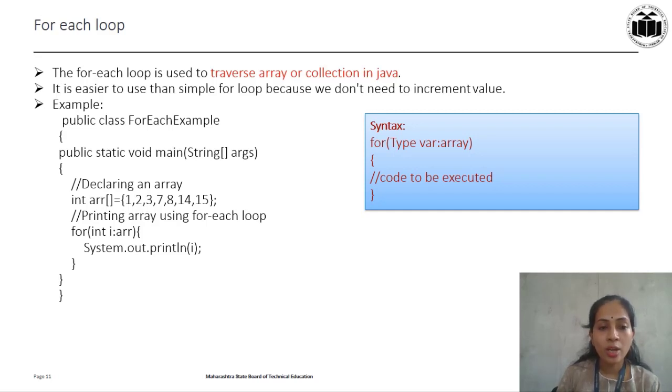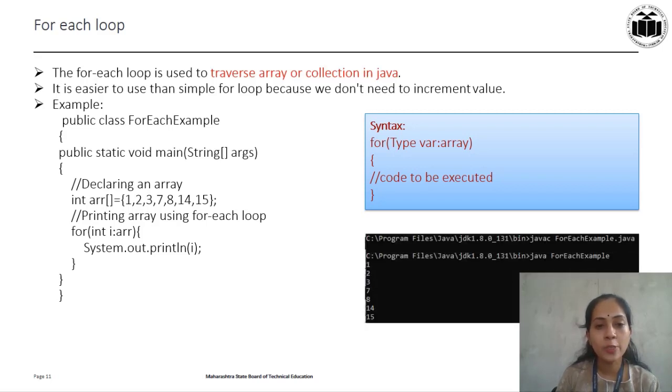Now I want to print that array by using for each. In the brackets, I have written int, that is the data type, then i, that is the variable name, colon arr, that is the name of the array. So by using this for each, you can print or traverse the array or collections. This is the expected output. In this way, you can print the elements of an array by using for each without mentioning increment or decrement of the value.